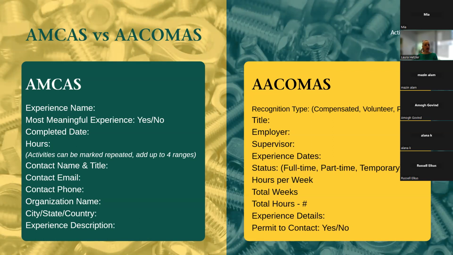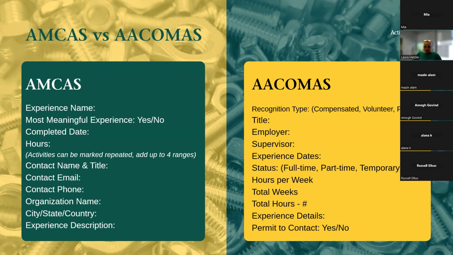In AMCAS, if you look under hours, you can have a repeated activity and you can add up to 4 ranges. So one example would be if you have a summer job that you've gone back to 4 years in a row, rather than using 4 spaces or worrying that your hours weren't being represented accurately, you can mark that repeated and then have up to 4 date ranges under there. ACOMAS does not have that flexibility, but again, you've got unlimited boxes if you do want to add something.